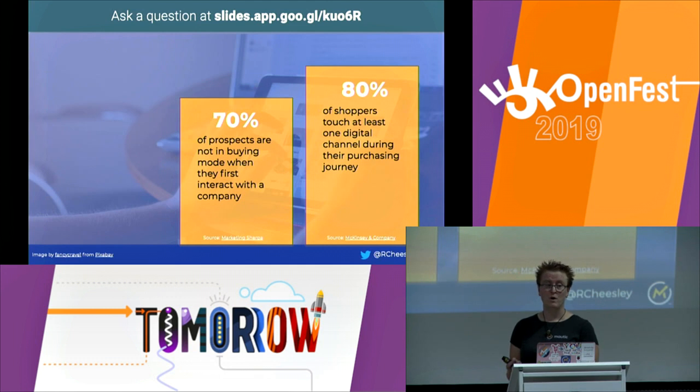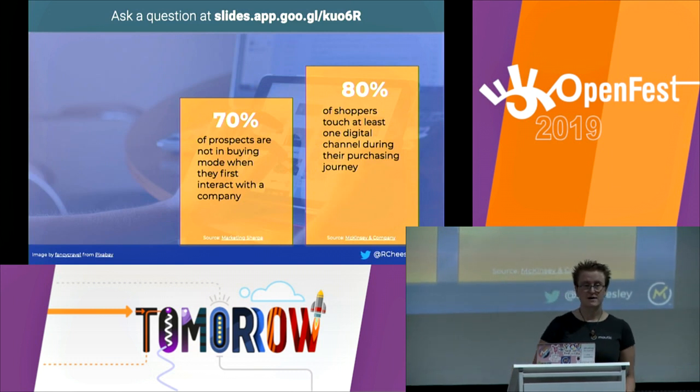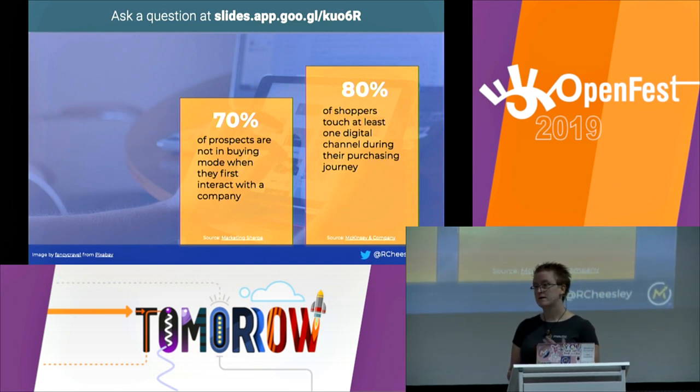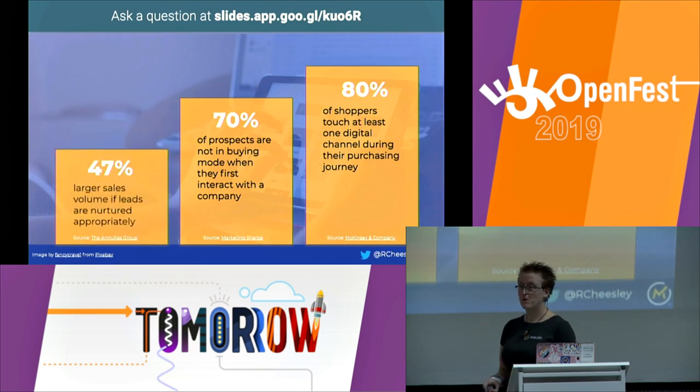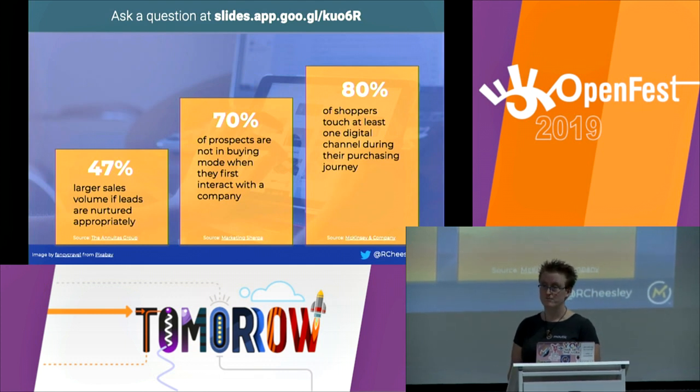70% of them, if that's their first time interacting with you, they're not actually at the point where they're ready to buy. They're interacting in some way, so they've come to your website or they've signed up for your emails, but they're not in the position where they're ready to buy. And why does that matter? Well, it matters because if you nurture leads properly, from that point through to when they do buy, there's a 47% increase in sales volume. That's a huge increase in sales volume.